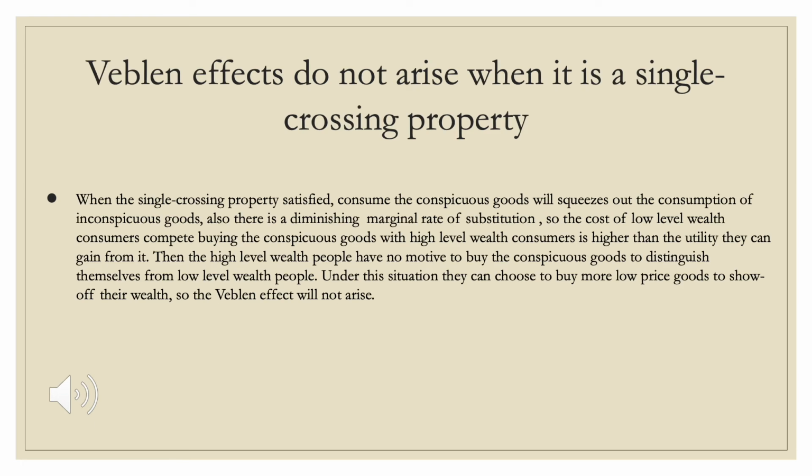I mention the single crossing property because it shows that the Veblen effects do not erase when the model satisfies the single crossing property. When the single crossing property is satisfied, consuming conspicuous goods will squeeze out the consumption of inconspicuous goods. Also, there is a diminishing marginal rate of substitution. So the cost for low-level wealth consumers to compete in buying conspicuous goods with high-level wealth consumers is higher than the utility they can gain from it. After that, the high-level wealth people will have no motive to buy conspicuous goods to distinguish themselves from the low-level wealth people. Under this situation, they can choose to buy a lot of low-price goods to show off their wealth. So the Veblen effects will not erase.